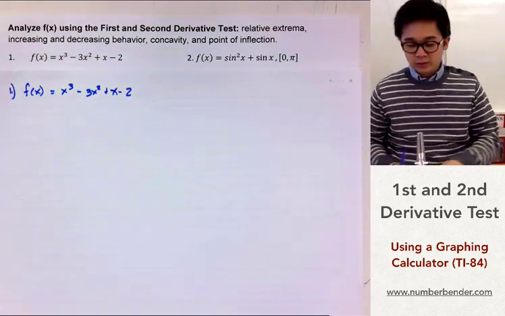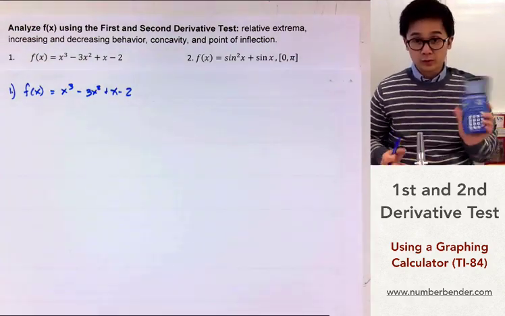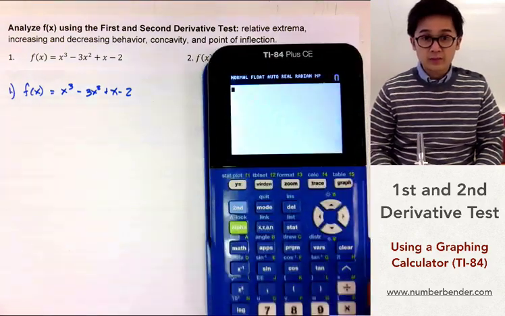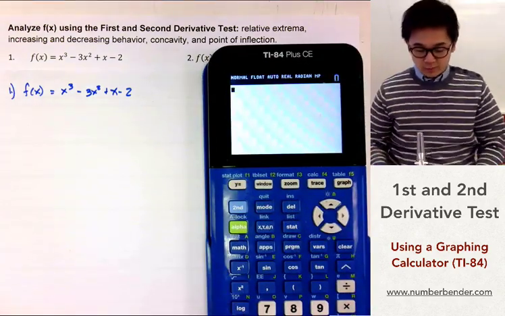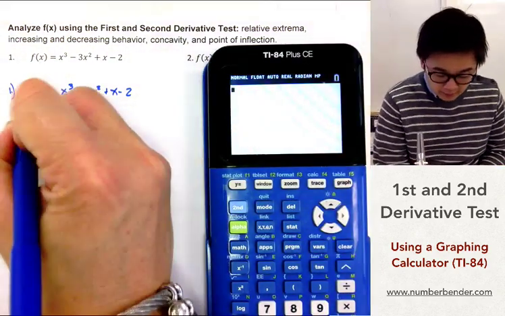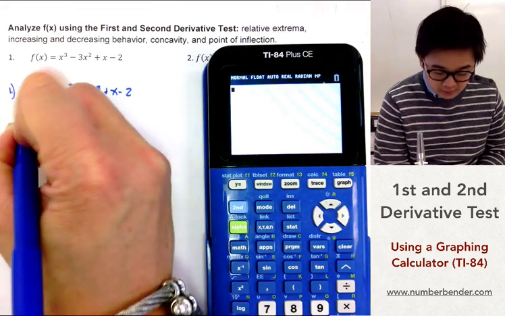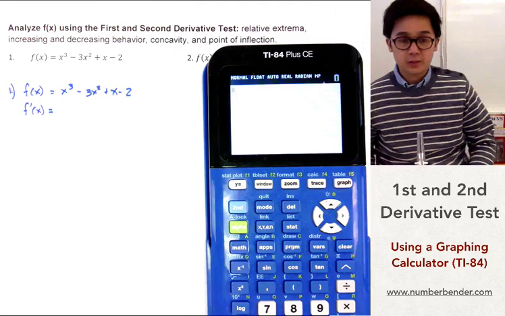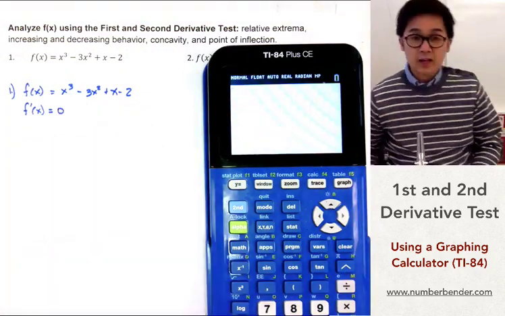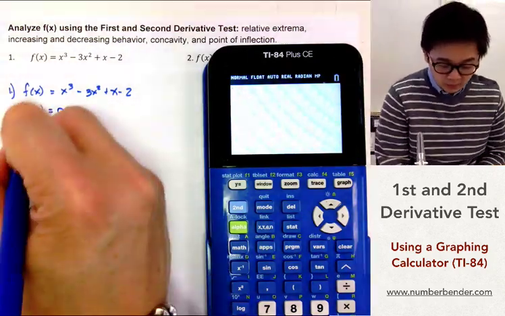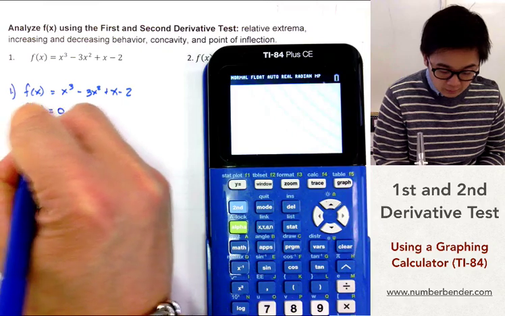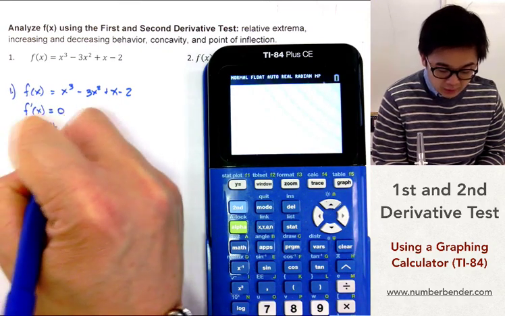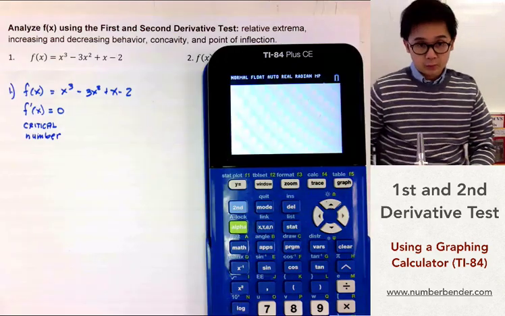So this time we're not going to get the derivative manually. We're going to be using our TI-84, and our calculator can give us the value of the derivative. So to use the first derivative test, we need to set f prime of x to 0, and by setting f prime of x to 0, we are generating the critical numbers.